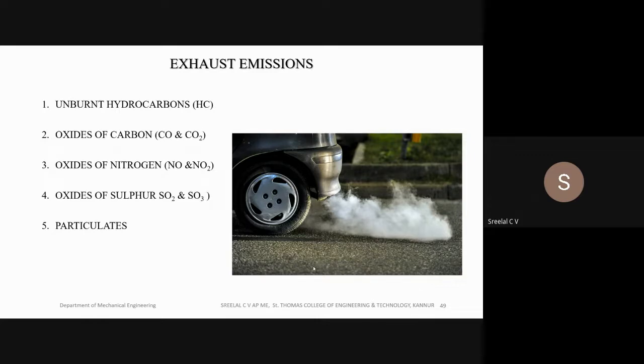The answer must be, we are taking the air, right? We are taking the air. In the case of the SI engine, we will be taking the air and it will be mixed in the carburetor or other devices and taken into the combustion chamber. Similarly, in the case of a CI engine, what happens? The air alone will be taken into the combustion chamber.